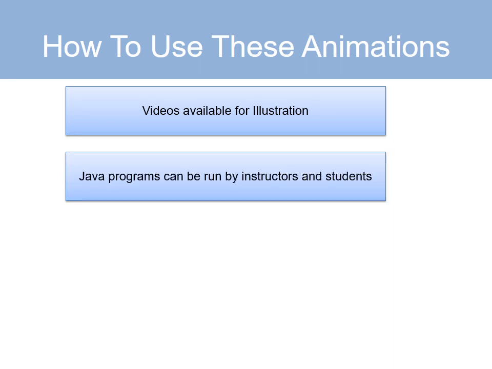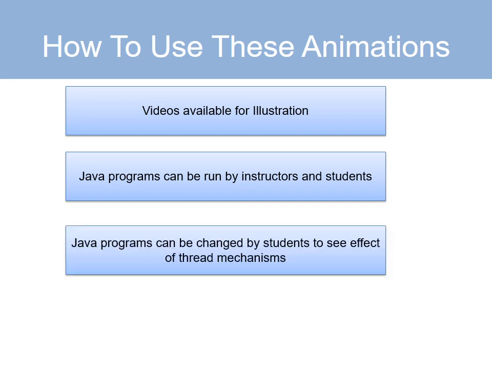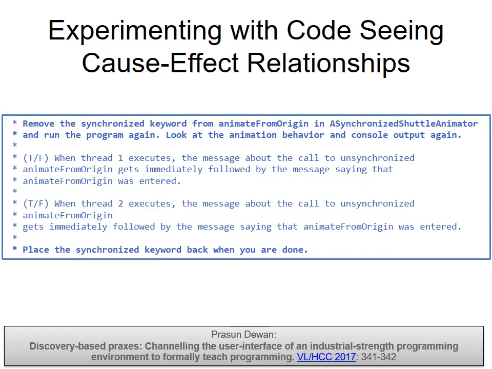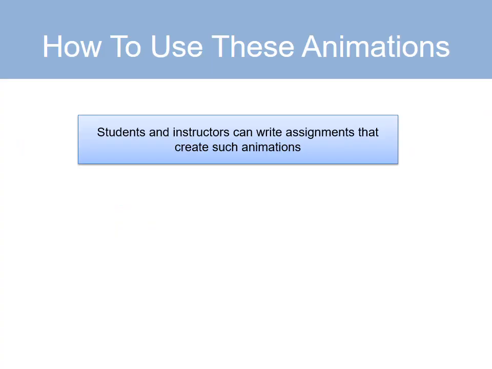But these are Java programs that can be actually manipulated by students and instructors, so they can run them themselves, manipulate them, and see what happens. Okay? And so you can change them, and you can make a method synchronized or not synchronized, and see interference or not interference. Okay? Here in this praxis, I tell them, okay, remove the synchronized keyword, go look at what happens, add it back, and answer some questions. So this way they get the point while coding.